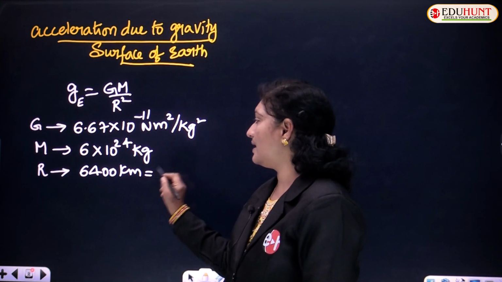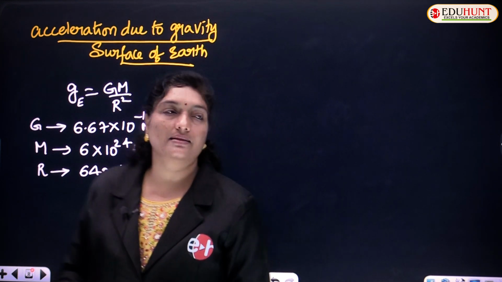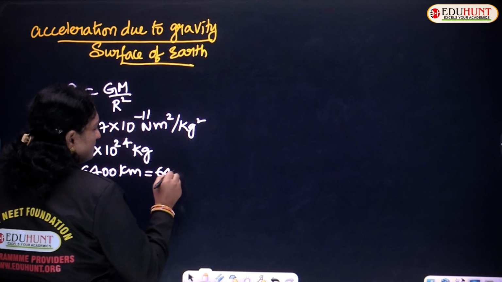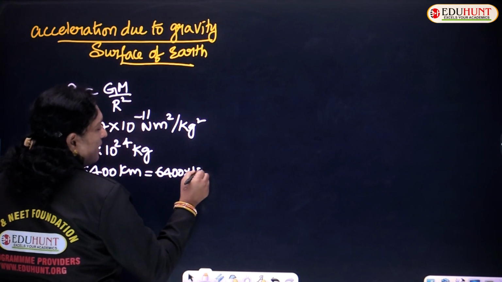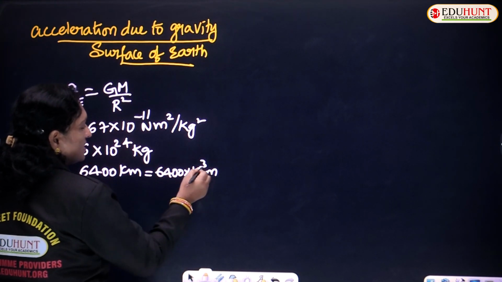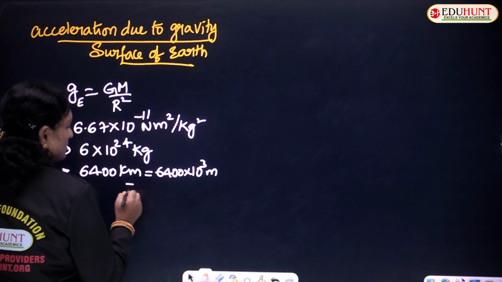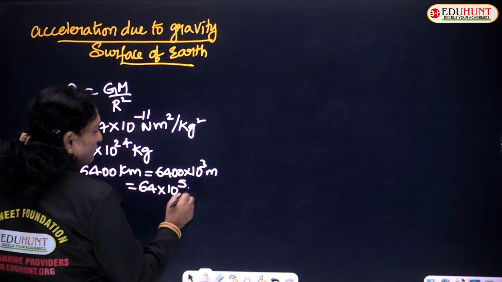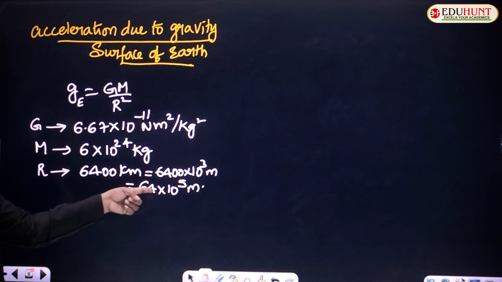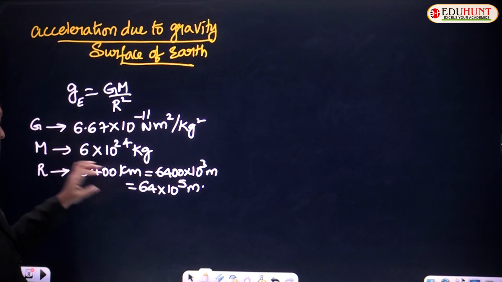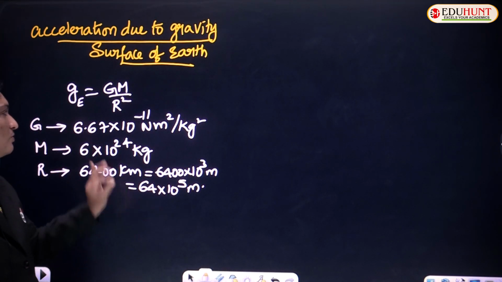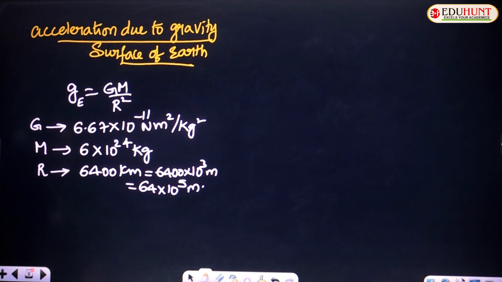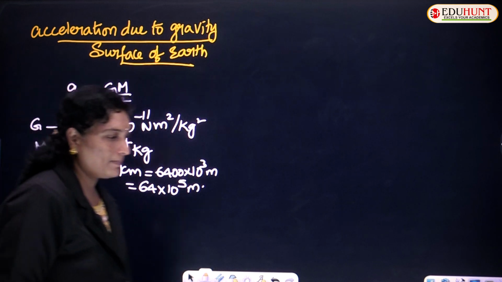So let us convert the same in meters. Then this will become 6,400 into 1000 or 10 power 3 meters. These two zeros and these three. Hence, this can also be taken as 64 into 10 power 5 meters. So, the radius of the earth is 64 into 10 power 5 meters. Mass is 6 into 10 power 24 and the value of G is 6.67 into 10 power minus 11 Newton meter square per kg square.